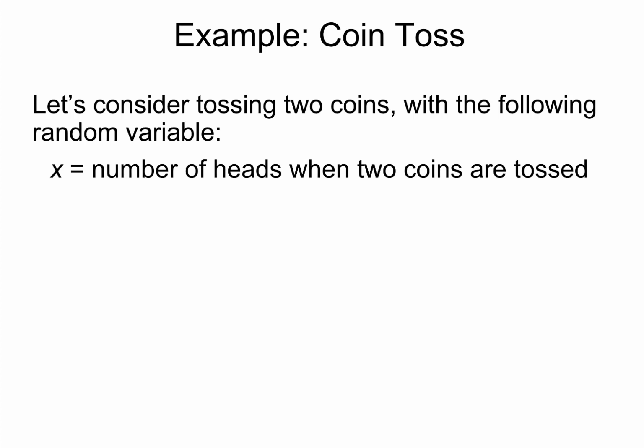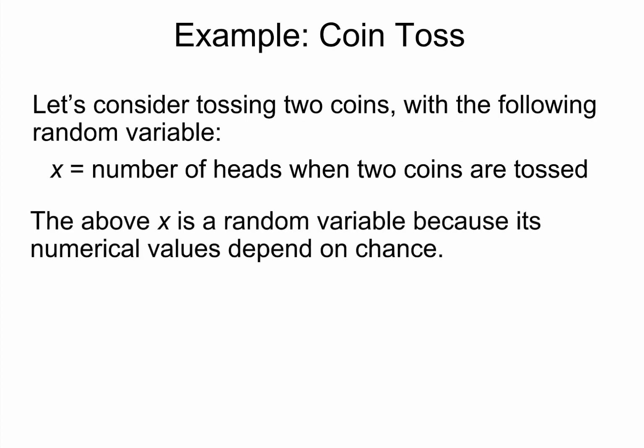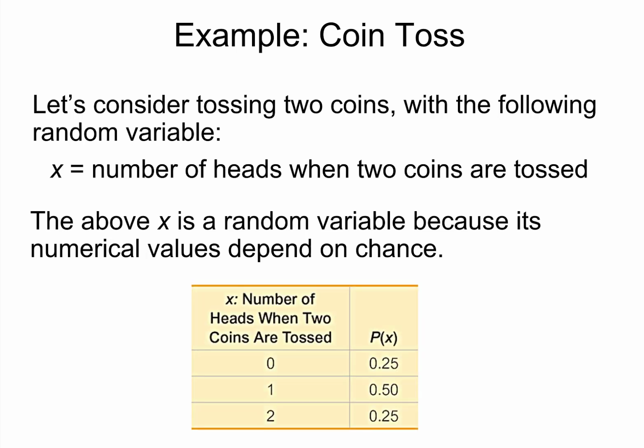Let's consider tossing two coins with the following random variable. X is the number of heads when two coins are tossed. The above x is a random variable because its numerical values depend on chance. And here's a table of the outcomes. So the probability of getting no heads when we toss two coins is 0.25. The probability of getting one head is 0.5, and the probability of getting two heads is 0.25.